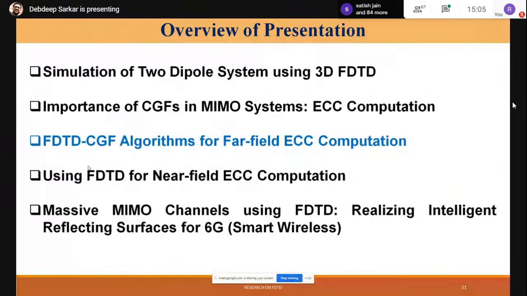But the importance of the CGF in MIMO system analysis is it gives us a way to now interpret the radiating currents in the MIMO antennas for various port excitations. And we can use this CGF with the currents evaluated in the system through any computational electromagnetic tool, be it a FEM solver, be it a MOM solver, be it an FDTD solver, to actually find out the envelope correlation coefficient for various propagation environments.